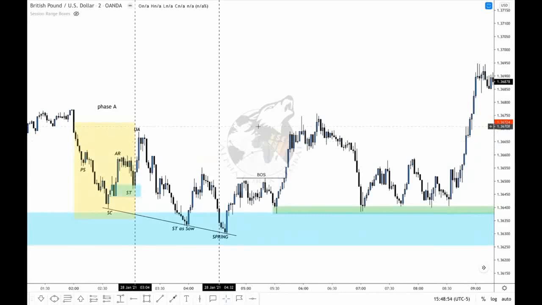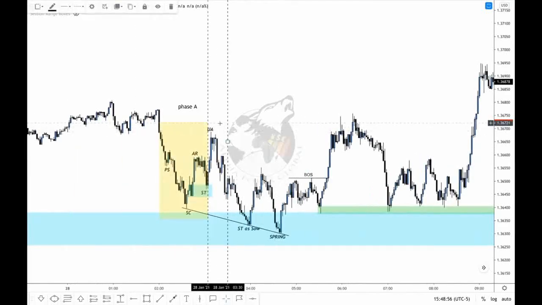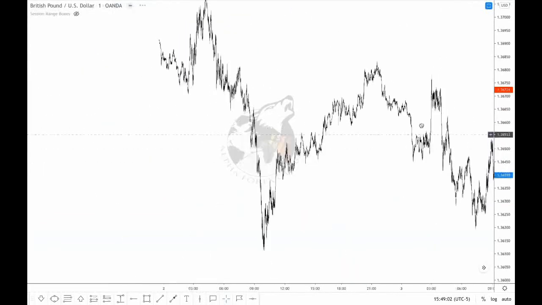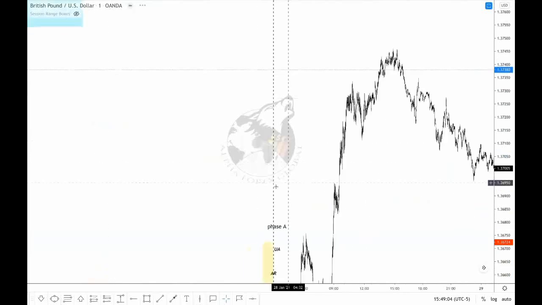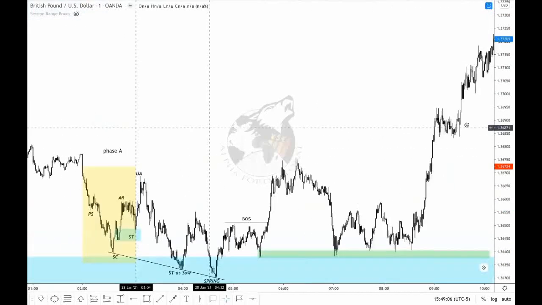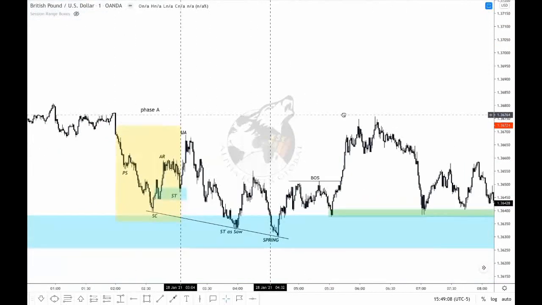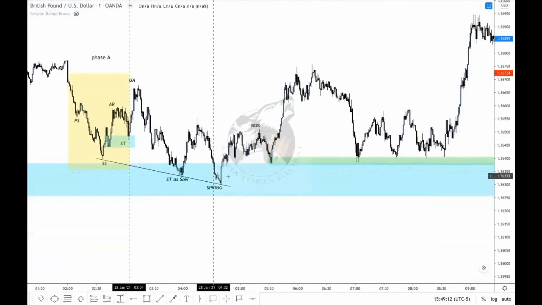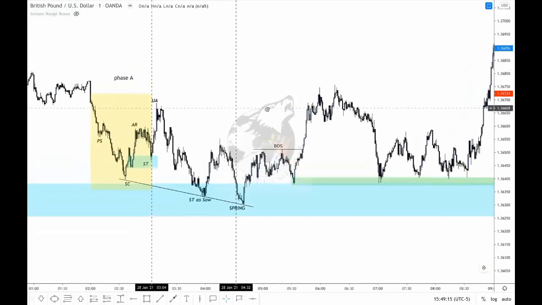In this case, all right, let's look all the way back. So we're going to the 1 minute time frame, which is normally my entry time frame. So looking at this, I normally take my entries on the spring, right?